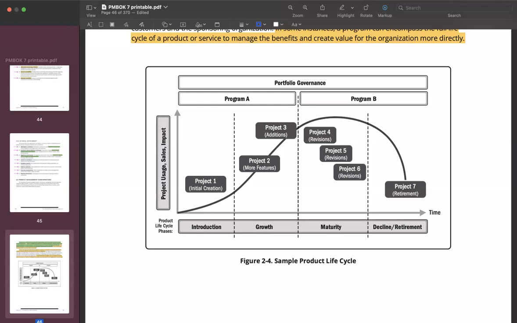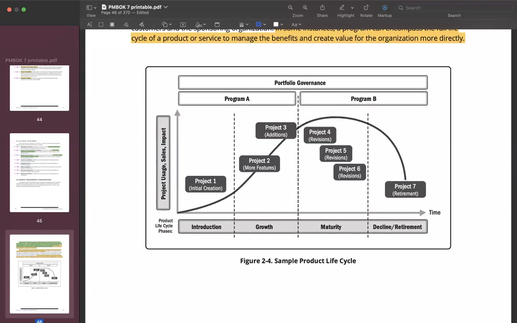So products can be grown, or many projects can be carried out throughout the life cycle of a particular product, right? And the product life cycle can also span different programs. If you see, they've shown you that project 1, project 2, and project 3 are part of program A, which is basically a bigger project, right? A program is a collection of related projects.